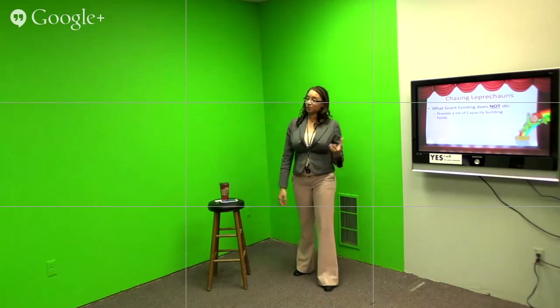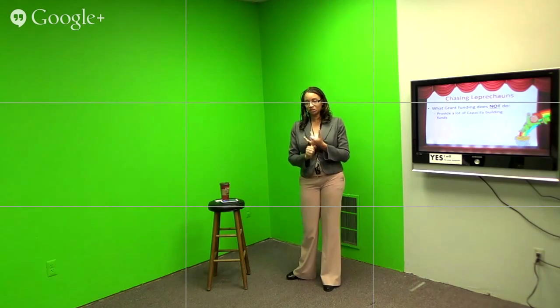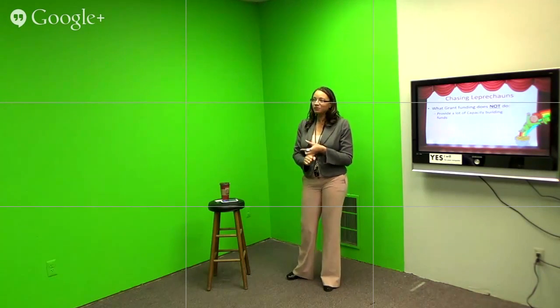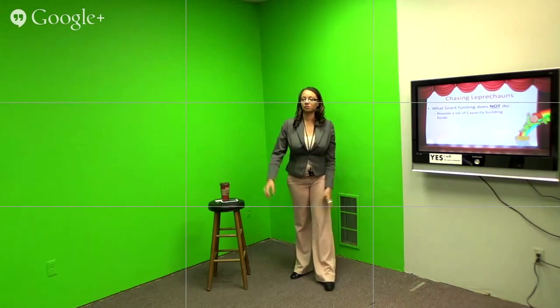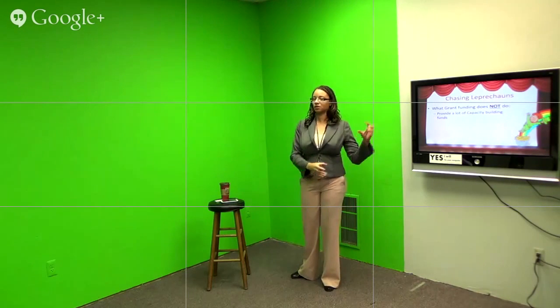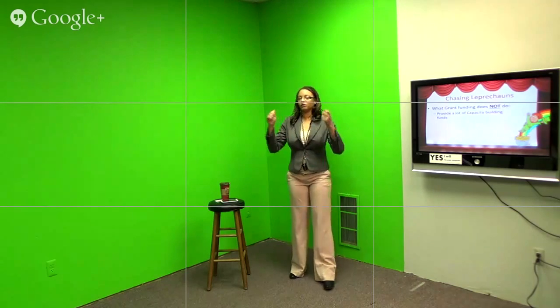So how much should you pay a grant writer? That depends. It depends on the grant writer's percentages of getting grants and the types of grants. Some people are excellent at federal grants. Some people are excellent at state grants. Some people are excellent at city grants. Some people are excellent at foundation grants. Some people are all over the place. I'm all over the place.